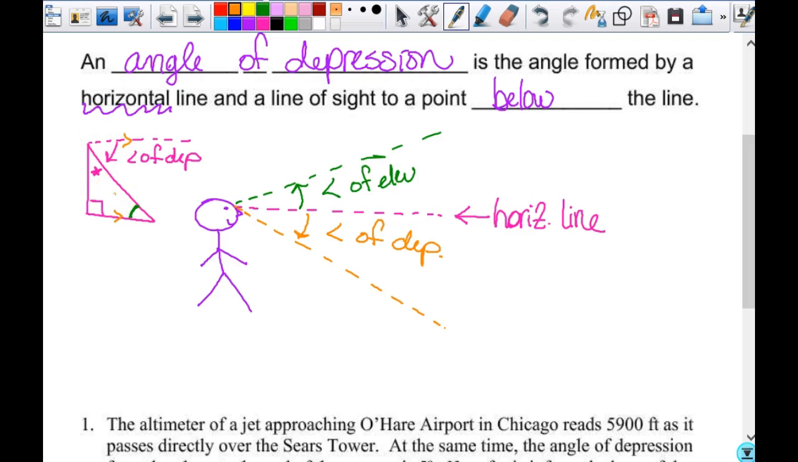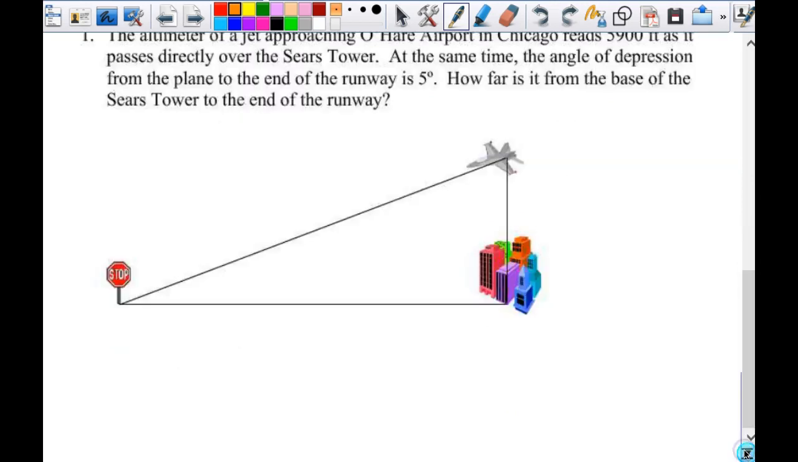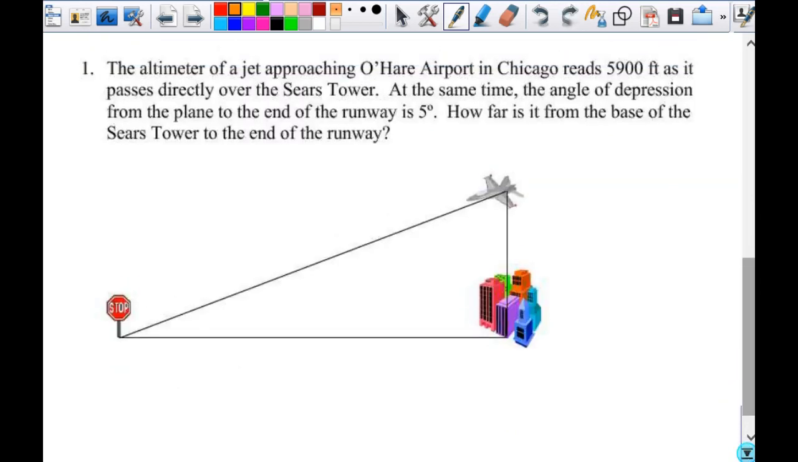Okay, all good? So let's look at this problem. It says the altimeter of a jet. How many of you have no clue? Probably, yeah. Let's keep going.